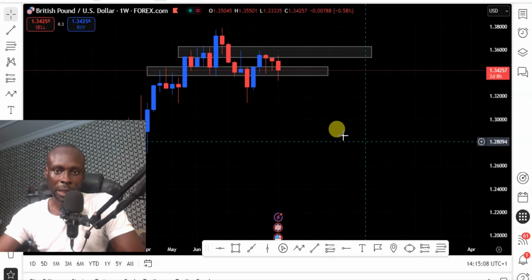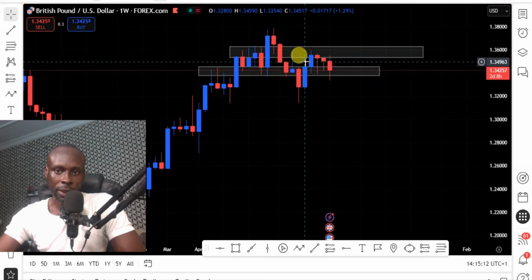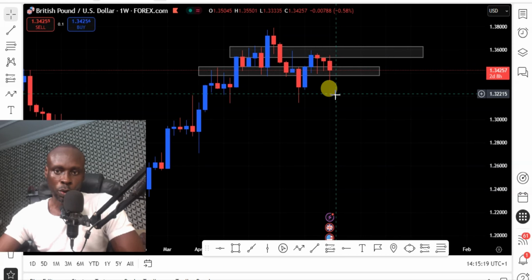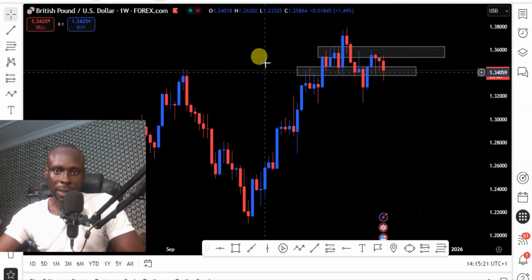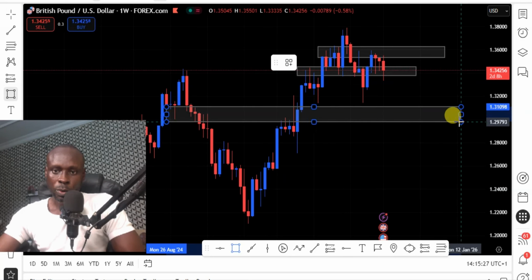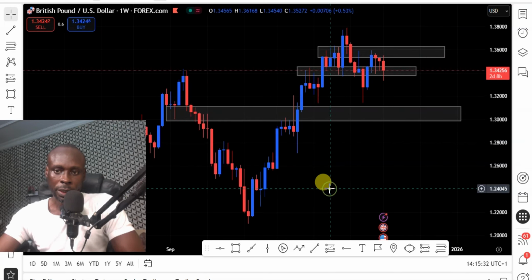On the weekly chart, we have price close on this resistance level, which indicates a sell opportunity for us. So long as price closes on the resistance level, we expect British Pound USD to continue to push lower with our target on this weekly support level. We expect price to come to this weekly support level in the nearest future.